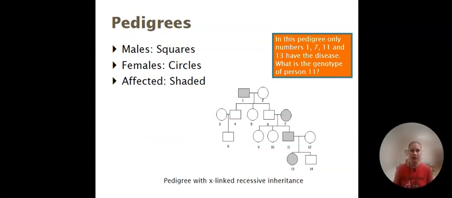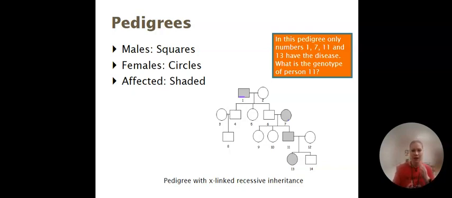And then we have pedigrees. Pedigrees are essentially family trees. Okay, they show the pattern of inheritance of a particular disorder within a family. Males are always going to be squares, females are circles, and if you are affected with the trait, then you will be shaded in. Okay, so in this pedigree, individual number 1, number 7, 11, and 13, right, they are all affected with this trait.